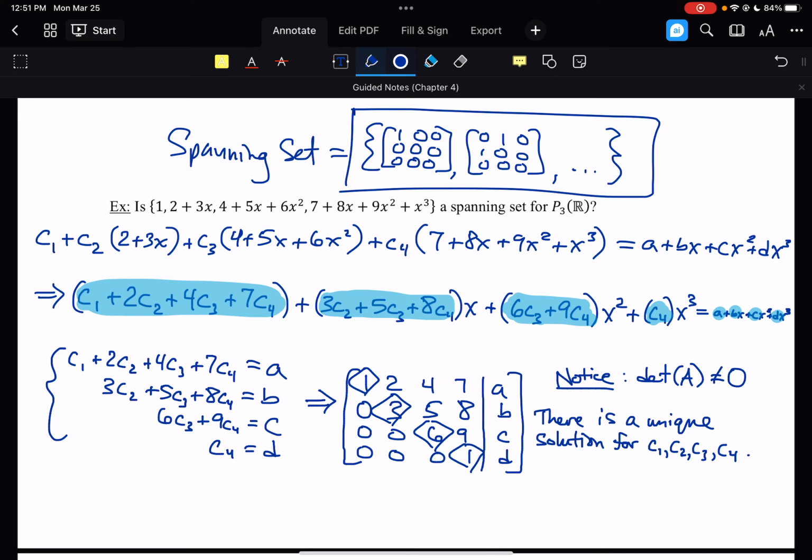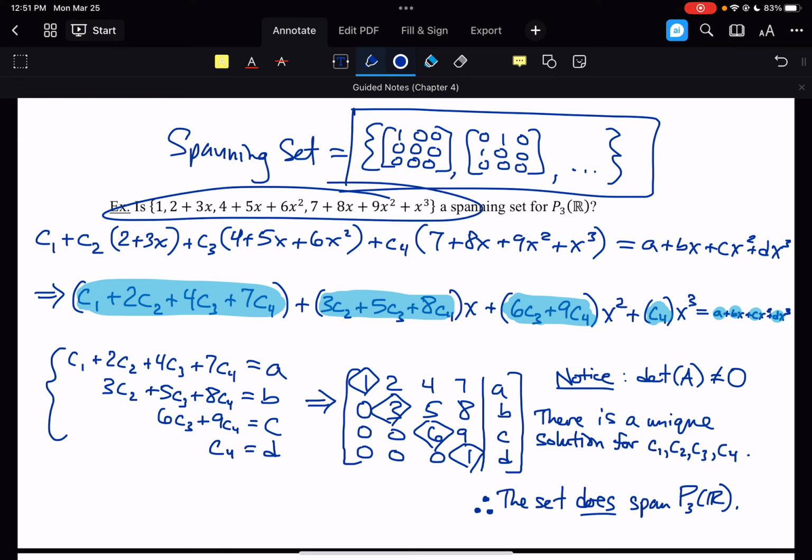Okay, so that means for any vector, a plus bx plus cx squared plus dx cubed, for any 3-dimension or less vector or polynomial, there will be values for C1 through C4 that give us a solution. In other words, we can create any polynomial like this using C1, C2, C3, and C4, using this linear combination of these 4 vectors. So, therefore, the set does span P3 of R. So this set of vectors here does span P3, so it is a spanning set for P3.